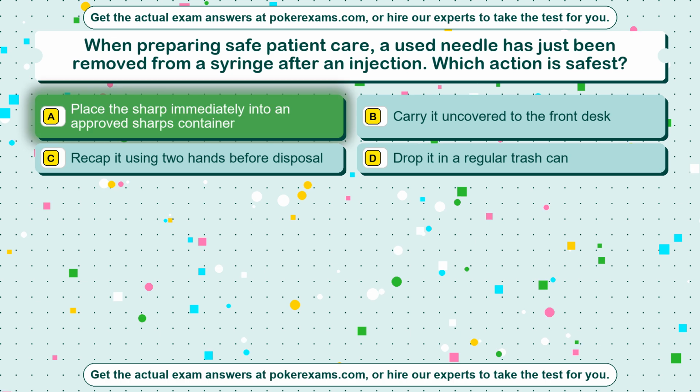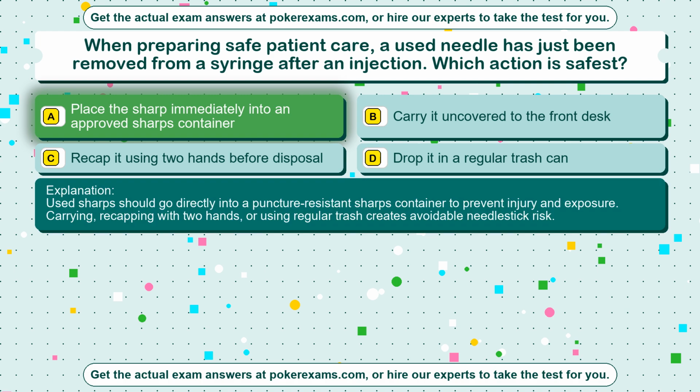The correct answer is option A. Place the sharp immediately into an approved sharps container. Used sharps should go directly into a puncture-resistant sharps container to prevent injury and exposure.